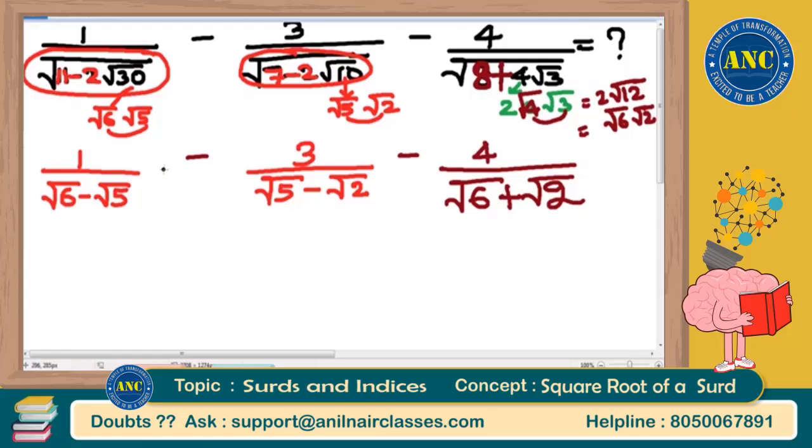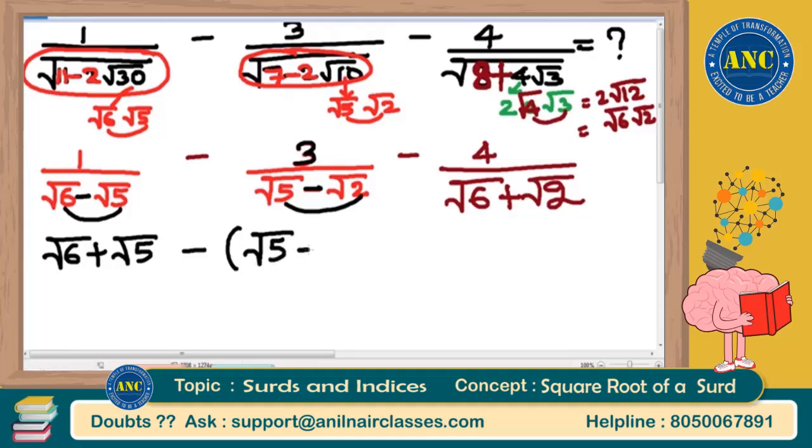And I am also telling you that you need not rationalize and waste your time. 6 minus 5 is 1. Denominator is 1. Numerator is root 6 plus root 5. Minus, 5 minus 2 is 3. That 3 will cancel with this 3. And the numerator term will be the rationalized term, root 5 plus root 2. Here 6 minus 2 is 4, that 4 will cancel with 4, and you are left with numerator root 6 minus root 2.